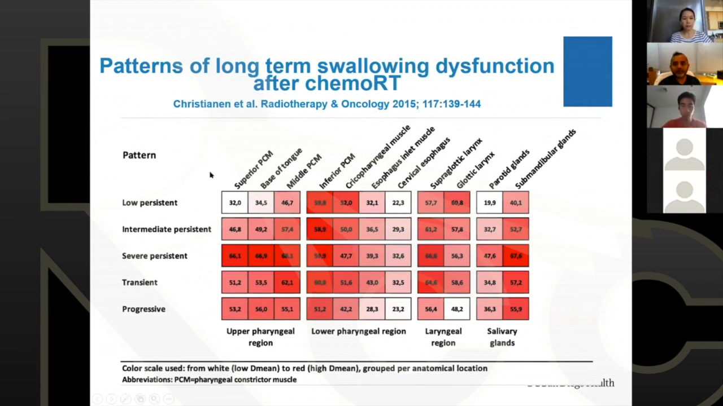And you can see that it's not just the swallowing muscles. Your salivary function has profound impact on your ability to swallow. So there's better recognition of this as we realize, and particularly you can see submandibular gland sparing is becoming more and more important in these patients.